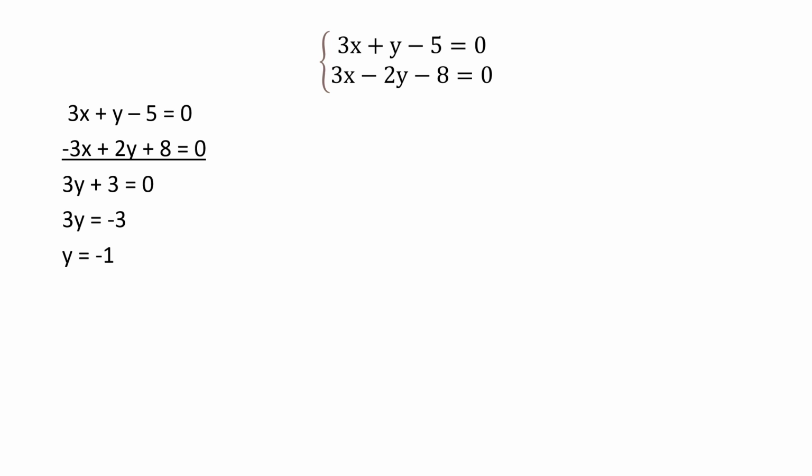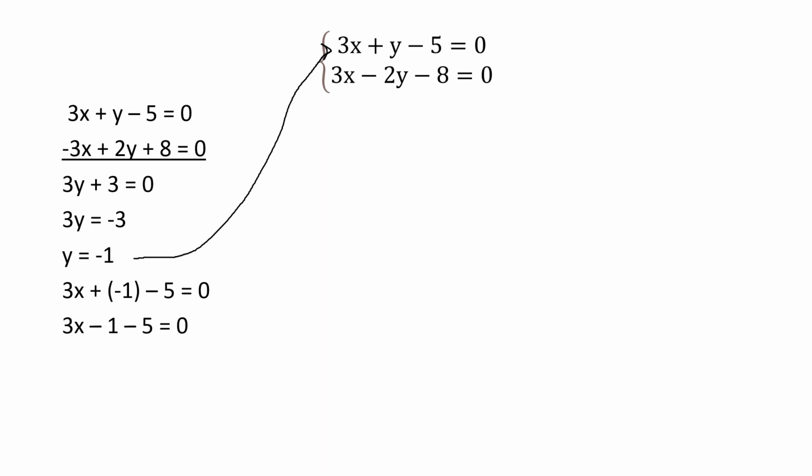Now I'm going to plug that into the top equation. 3x plus negative 1 minus 5 equals 0. I work my way all the way down, and I get x equals 2. And now remember, the form for your answer needs to be a coordinate, so x, y. So if you did not get negative 1, look back through and see if you can find your error on this problem.